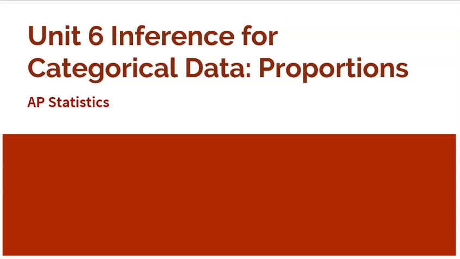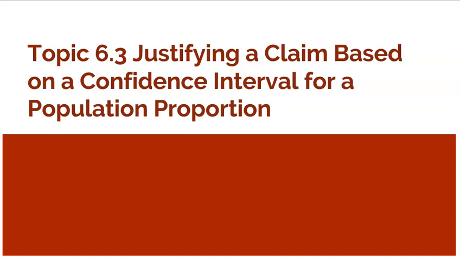Welcome to Unit 6 on Inference for Categorical Data, Proportions. In this video, we're going to talk about topic 6.3, justifying a claim based on a confidence interval for a population proportion. In fact, it's actually a really easy topic. It's really simple and it's really understandable.